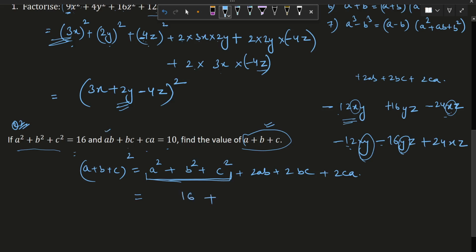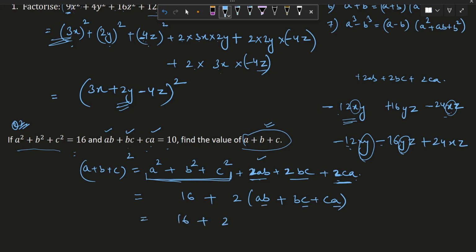Now the sum of AB, BC, CA is given, but here all of them have a 2 with them. Can I take 2 common from all these? Because they all have 2 with them. So I will take 2 common. Okay student, what have I done here? I have taken this 2 common, because the 2 was in all the 3 terms. When you take 2 common, you're left with AB, BC, CA.